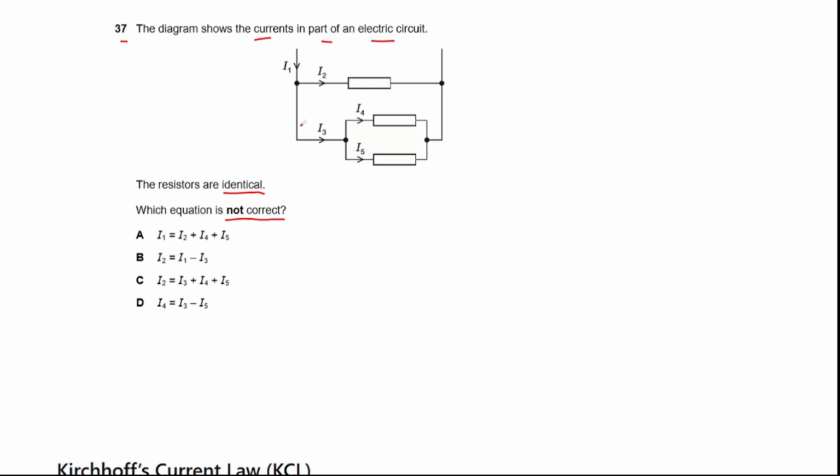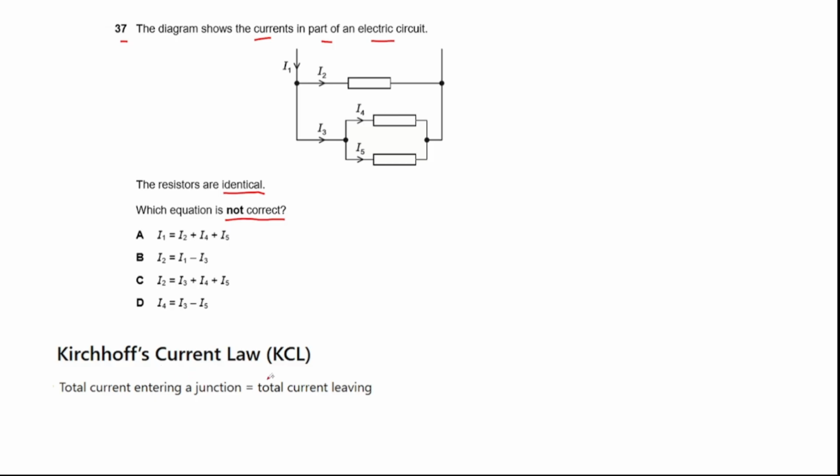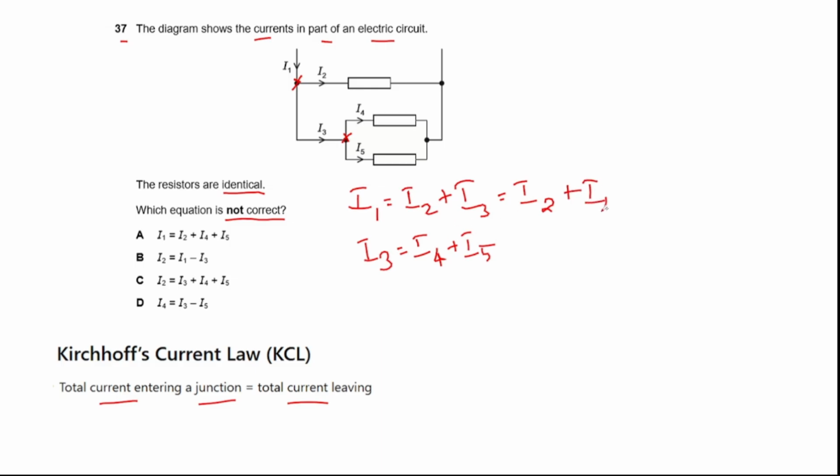Since it's about the current, you can use the Kirchhoff current law, that the total current entering a junction is equal to the total current leaving the junction. If you are considering this junction, I1 is the entering current and I2 and I3 are leaving current. For this junction, I3 is the entering one, I4 and I5 are the leaving ones. So for the first equation, you can also substitute for I3 using this, so it's going to be I4 plus I5. So these are the formulas.